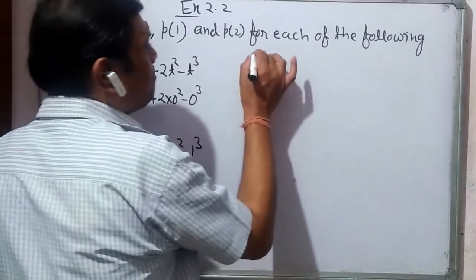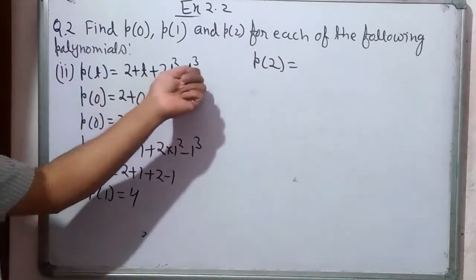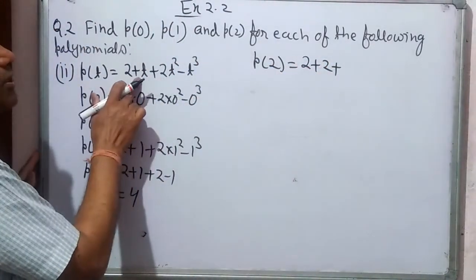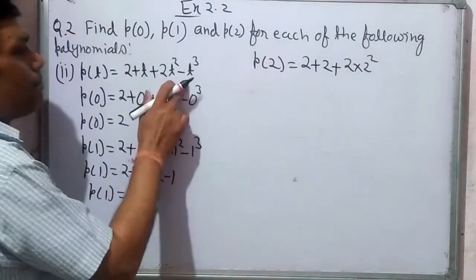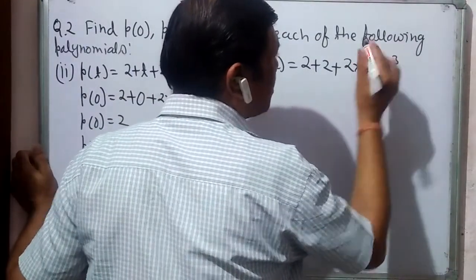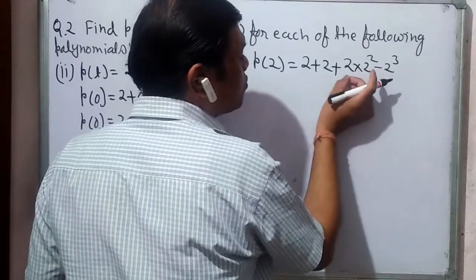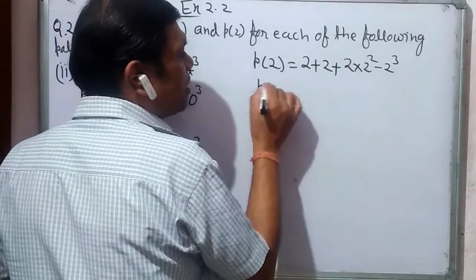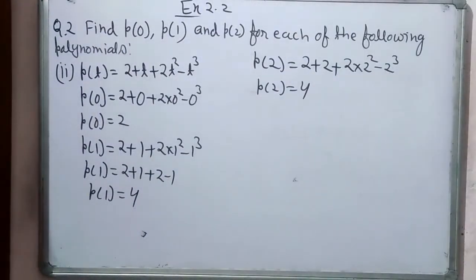Let us find the polynomial's value at t equals 2. We will be replacing 2 in place of each and every t. We will have 2 plus 2, this 2 is in place of t, plus 2 multiplied 2 square minus 2 cube. As you can see, these both are 2 cube. 2 square into 2 is 2 cube, and 2 cube is 2 cube. So they will cancel out. We will get the value as 4 only. Right? So what are we doing? We are simply replacing 2 in place of t.